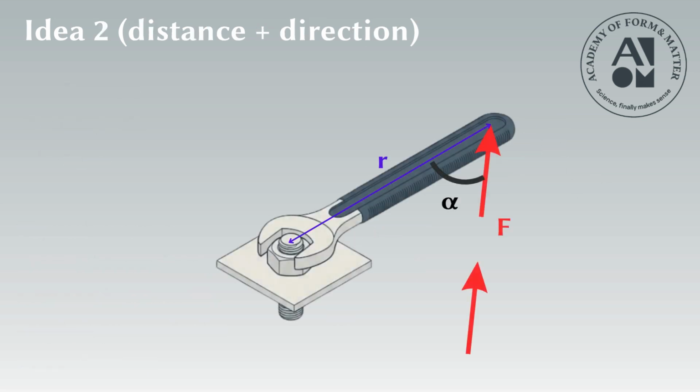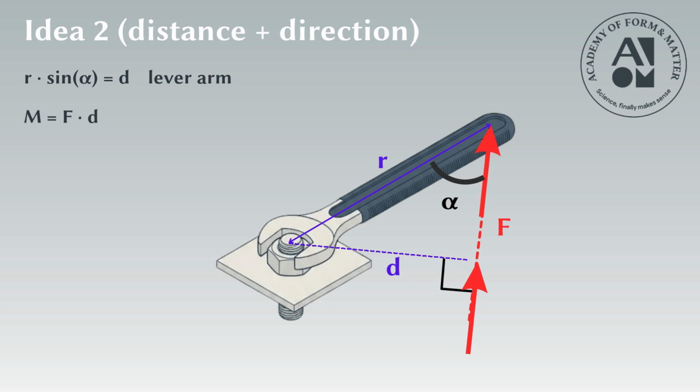Second, combine distance and direction. The term distance times sine of the angle is the perpendicular distance from the pivot to the line of action of the force. We call this the lever arm. So the moment becomes force times lever arm.